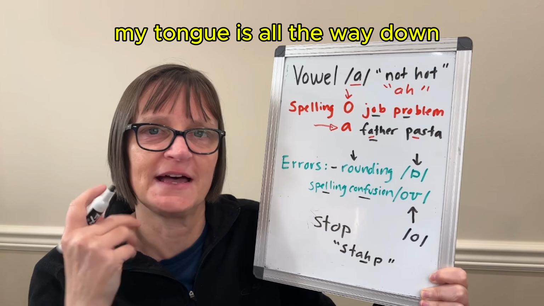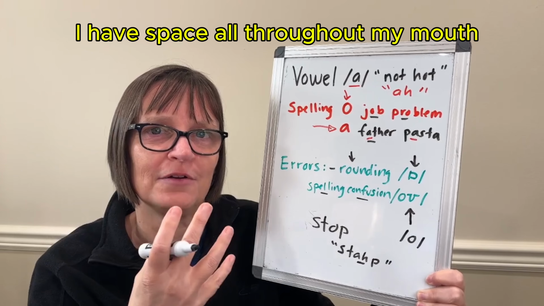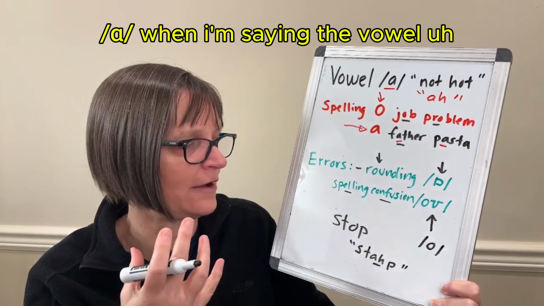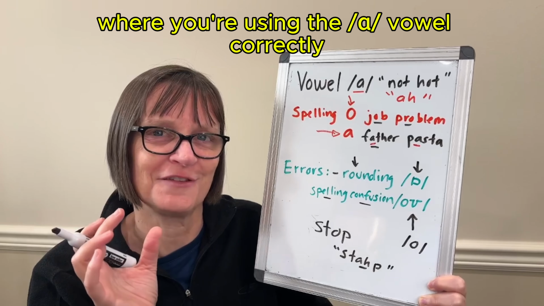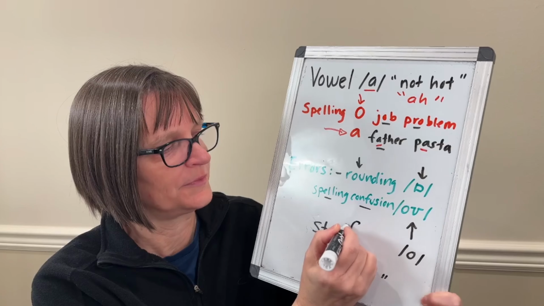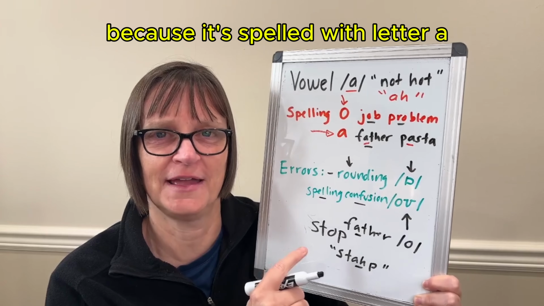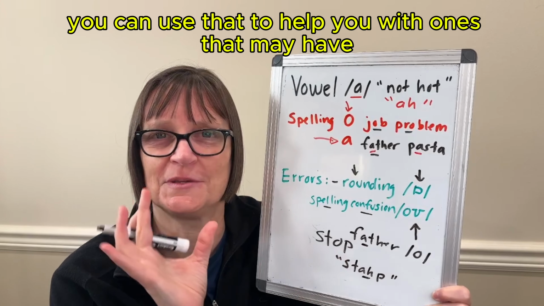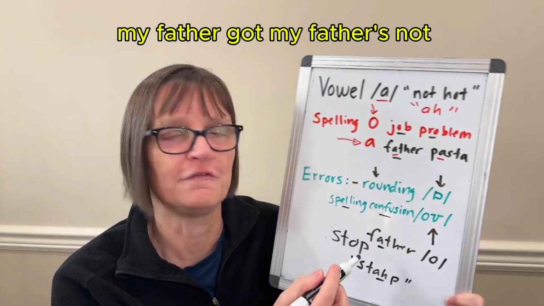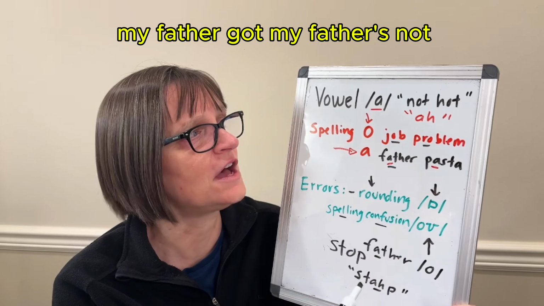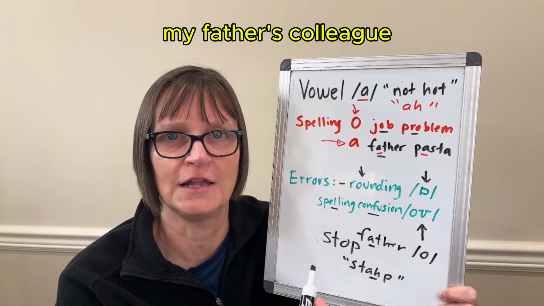My tongue is all the way down, my lips have no rounding, and as this is a back vowel, I have space all throughout my mouth, ah, when I'm saying the vowel. You can also use a word that makes more sense to you, where you're using the ah vowel correctly. For example, you might be able to say father with this ah vowel because it's spelled with letter A. Then you can use that to help you with ones that may have an error pattern. For example, my father's job, my father got, my father's not, my father's problem, my father's colleague.